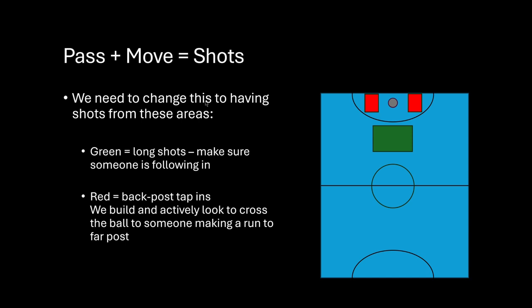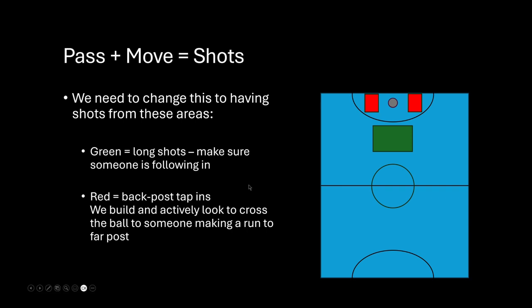Even better if we change this to having more shots from the green areas and the red areas. The green areas are long shots, making sure that someone is following in if it gets parried off the keeper. So opposite winger, you need to be making that run. In the video we've just seen, that would have been Bentley, making sure that she makes a run towards the goal, ideally far post. Red is the back post tap-in.